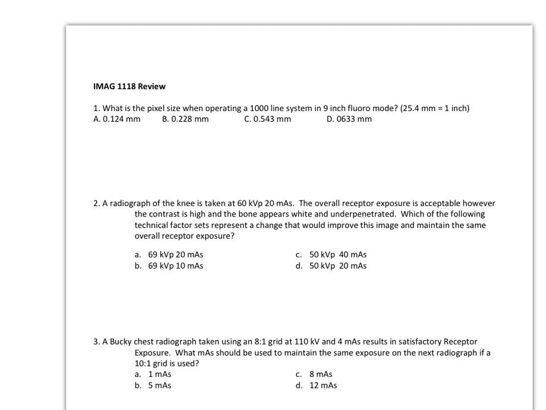With this video, I want to go over some of the review problems for Image 1118 and how to solve them. So the first one says, what is the pixel size when operating a 1000 line system in 9-inch fluoro mode? 25.4 millimeters equals 1 inch.